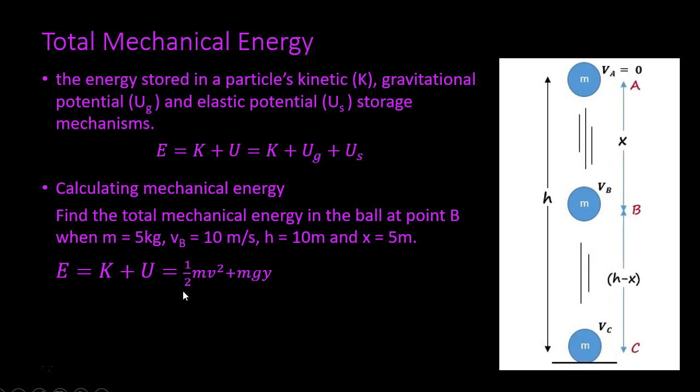Here's our mechanical energy equation. Now we have to take the K and the U and break it into more specific formulas that we can use to calculate the actual amounts. So for kinetic, it's equal to 1/2 the mass of the object times the object's velocity squared.